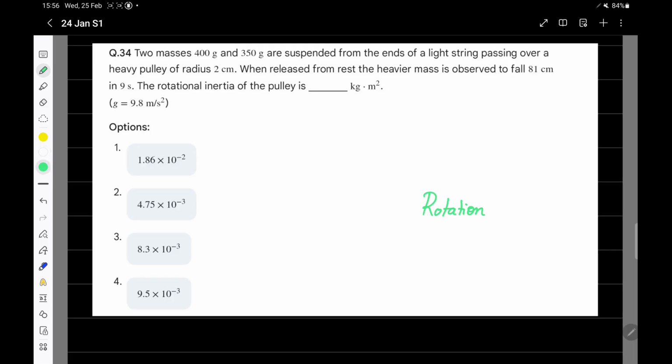The question says two masses, 400 grams and 350 grams, are suspended from the ends of a light string passing over a heavy pulley of radius 2 cm. When released from rest, the heavier mass is observed to fall 81 cm in 9 seconds. We are to find the rotational inertia of the pulley in kg meter square. They are given g as 9.8 meter per second square.